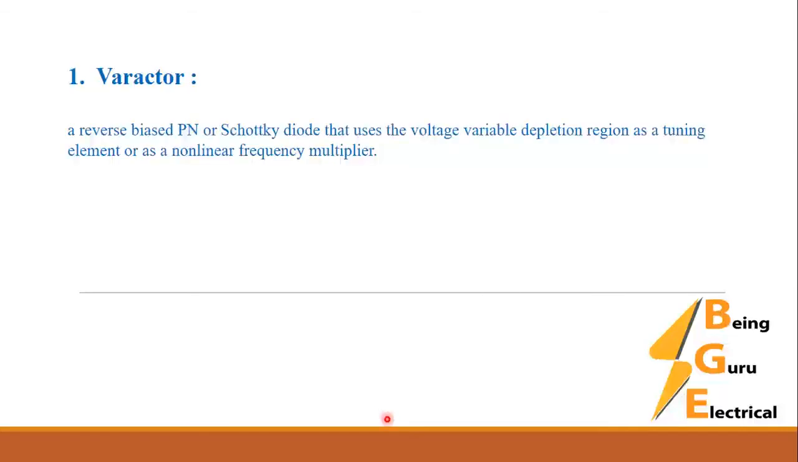So what is a varactor? It is a reverse bias PN junction or a Schottky diode. A varactor is a reverse bias PN or Schottky diode that uses the voltage variable depletion region as a tuning element or as a nonlinear frequency multiplier.